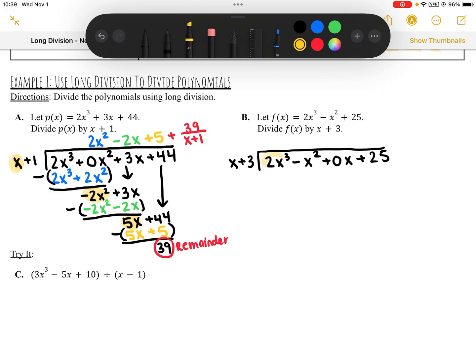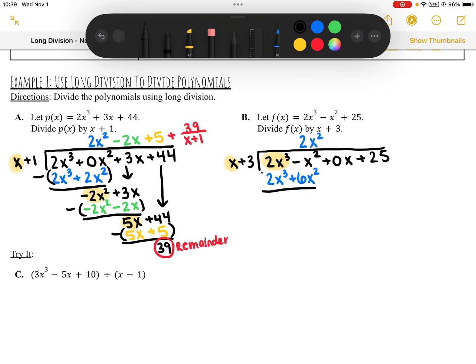So first thing, I need to look at 2x cubed, and I need to figure out what's missing. How do I make x become 2x cubed? So I need to multiply x by 2x squared. 2x squared times x gives me 2x cubed. And then I need to multiply that by 3. 2x squared times 3 gives me positive 6x squared.